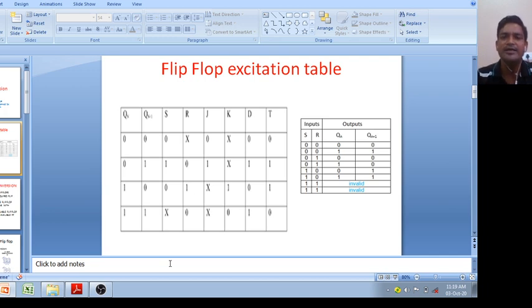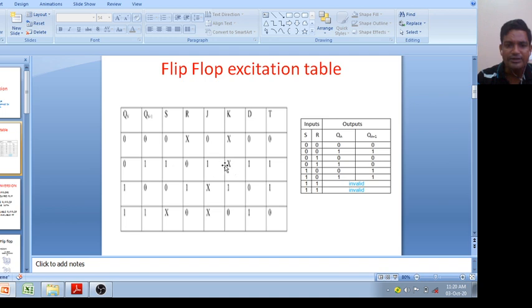Similarly you can determine it for the JK flip-flop. In JK it will be the same, S equal to J and R equal to K. What is the only difference in the JK flip-flop? In the last two, instead of the invalid condition, there will be a toggle condition. So the first two will be the same, just like this.